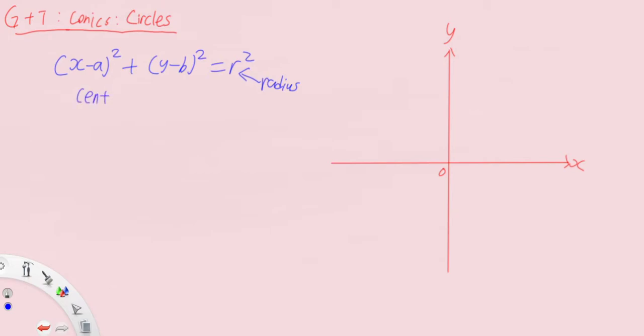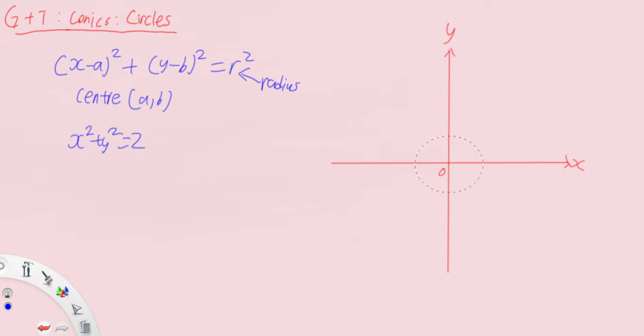The center would be at (a, b). So if, let's say, you have x plus 1 whole thing squared, the x-coordinate of the center would be minus 1. I'm going to start off with a very simple example. We have the graph x squared plus y squared equals 2. The center would be at the origin because it is minus 0, so origin.